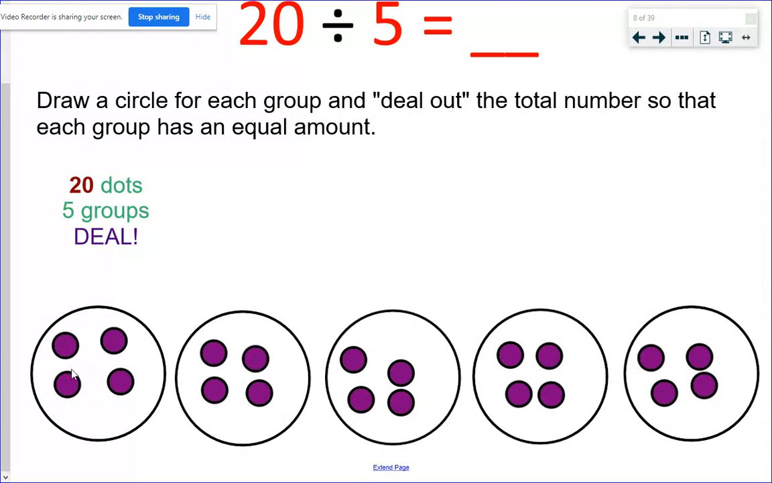So I strongly suggest that when you're putting your number in each group and you're taking turns dealing it out, you put your dots in about the same location in each circle and go back and do the next thing. That way it'll help you keep in order. You won't get mixed up or lost with your counting, and it'll just make this strategy go a whole lot more smoothly.